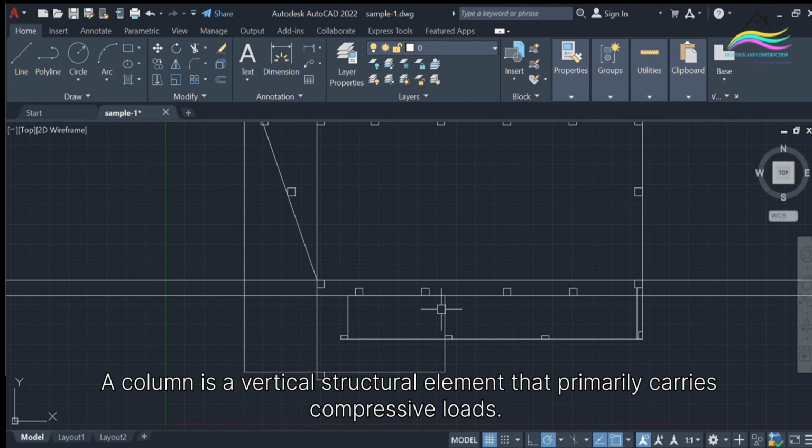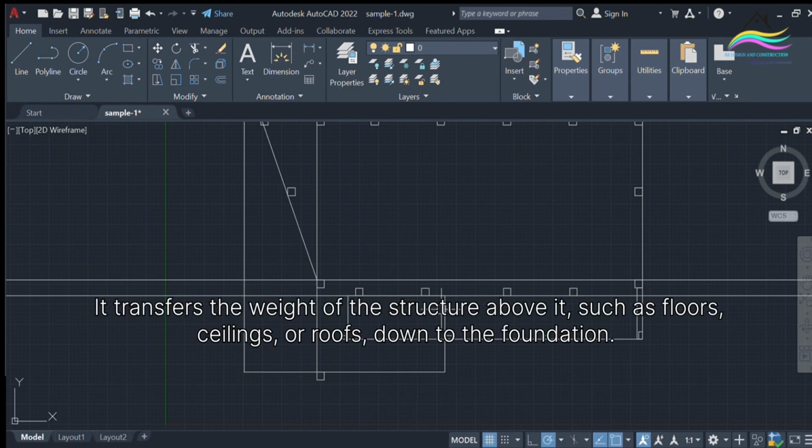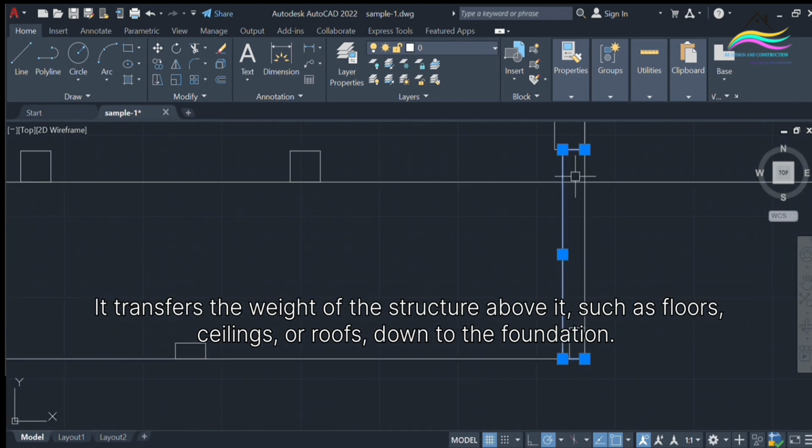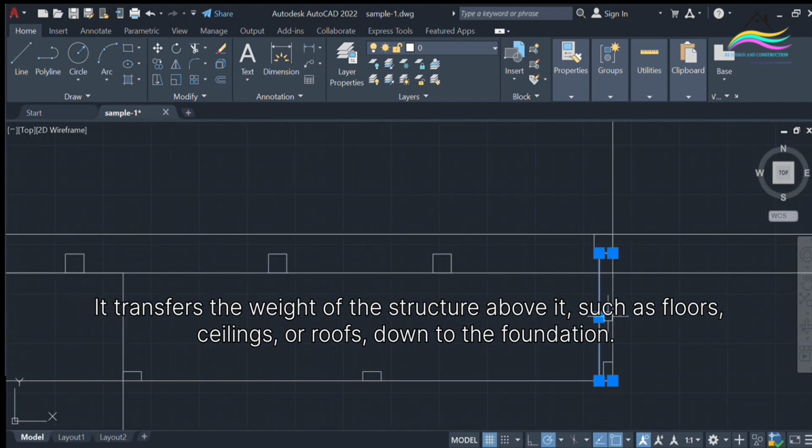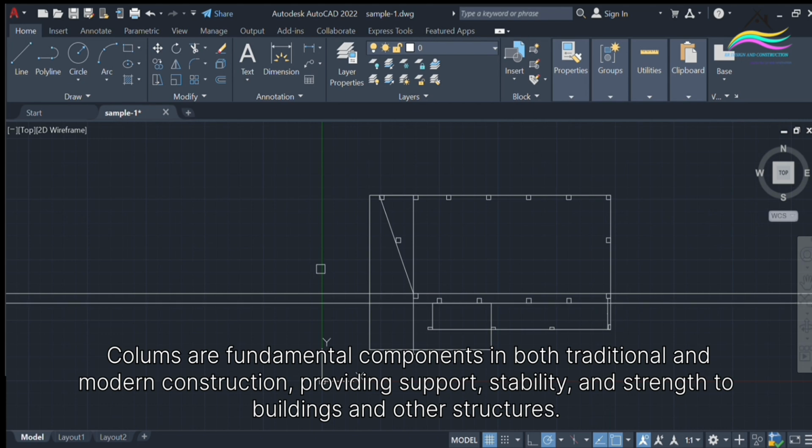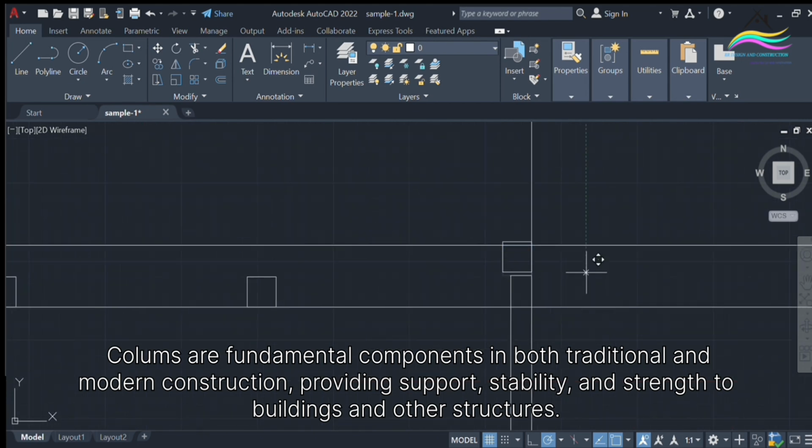A column is a vertical structural element that primarily carries compressive loads. It transfers the weight of the structure above it, such as floors, ceilings, or roofs, down to the foundation. Columns are fundamental components in both traditional and modern construction, providing support, stability, and strength to buildings and other structures.